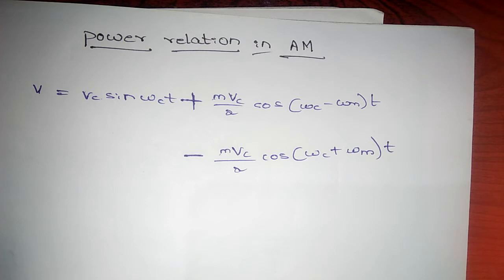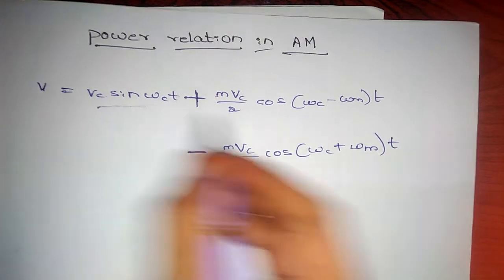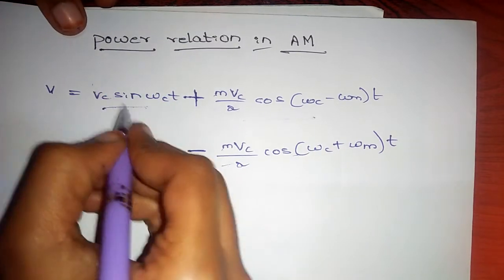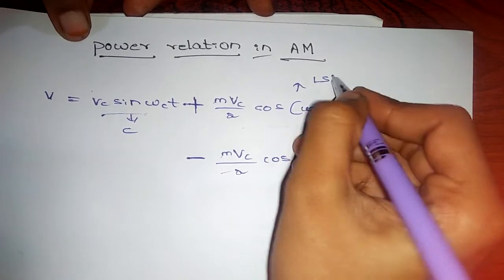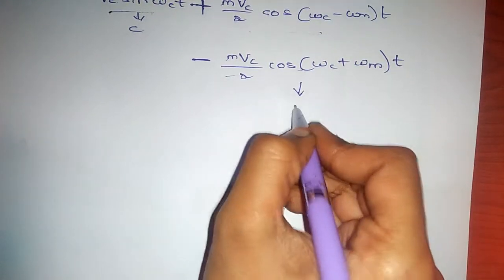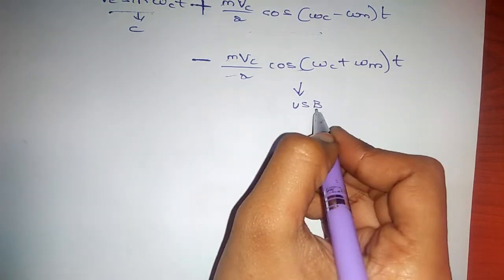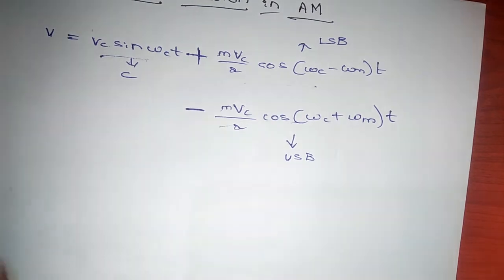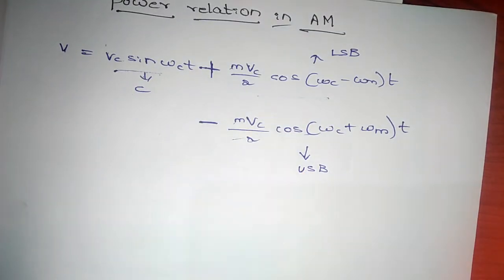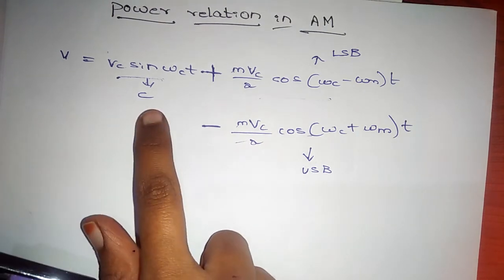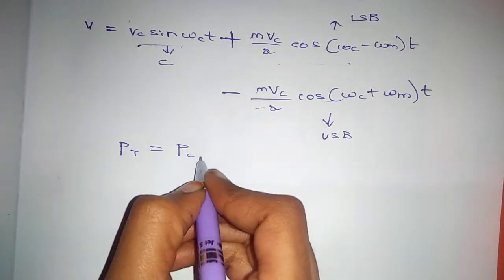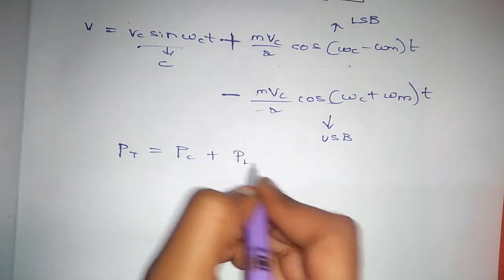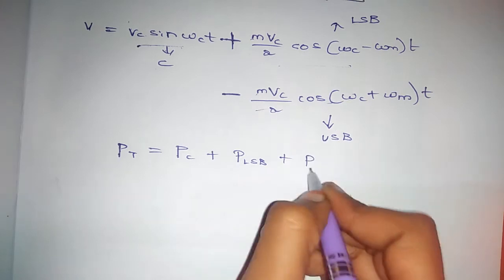So we have three terms here: one, two and three. The first term is related to the carrier, the second to the lower side band, and the third to the upper side band. In order to get the power relation in AM, we have three terms: carrier, lower side band and upper side band. So the total power is the sum of these three terms: Pc + PLSB + PUSB.